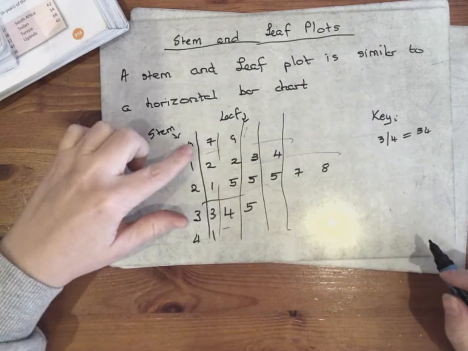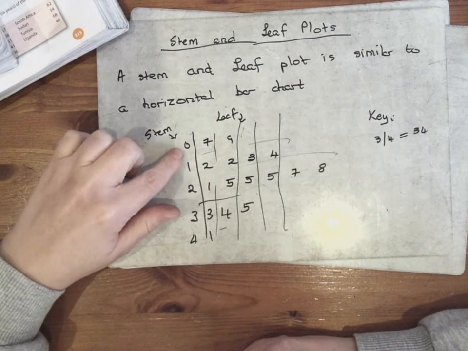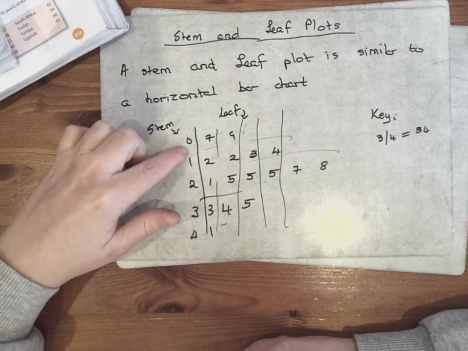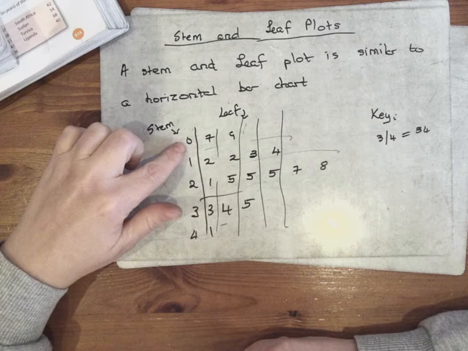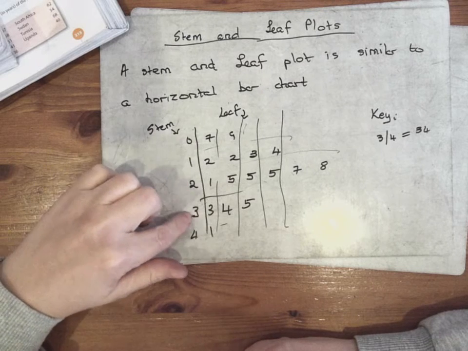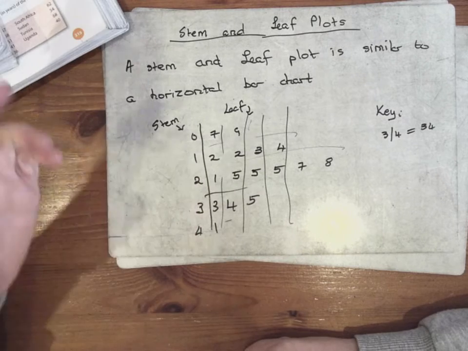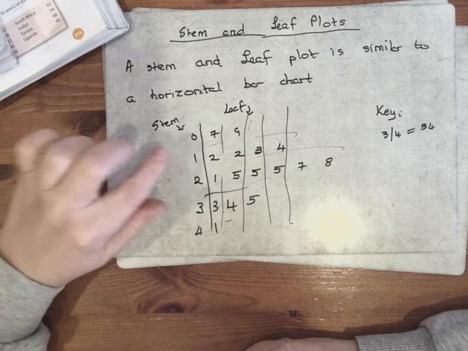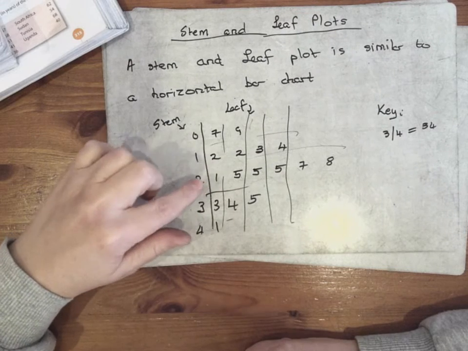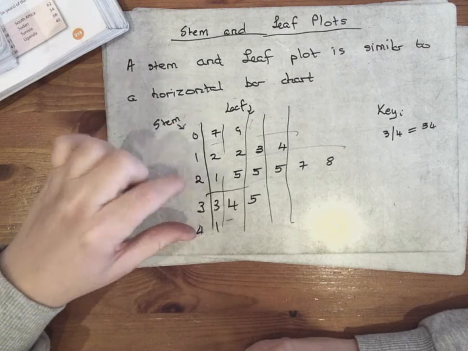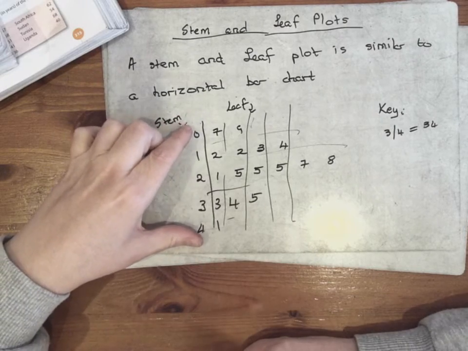So these are the stems. The stem must count. There can't be any gaps in the stem. You can start anywhere and finish anywhere, but there can't be any gaps. So I started here and went 1, 2, 3, 4. I can start 5, 6, 7, 8 if I want. What I can't do is go 1, 2, 4. I must count. It doesn't matter where you start or finish, but they must count.